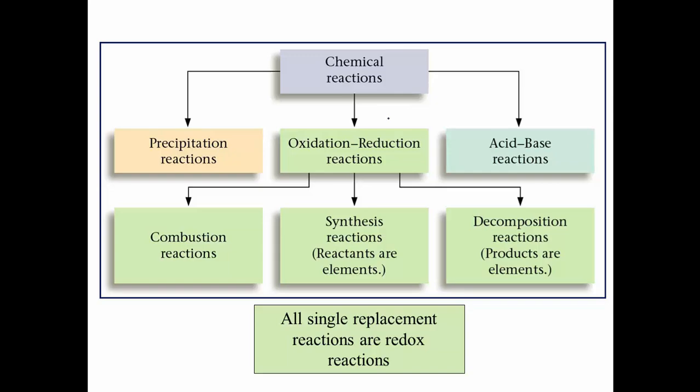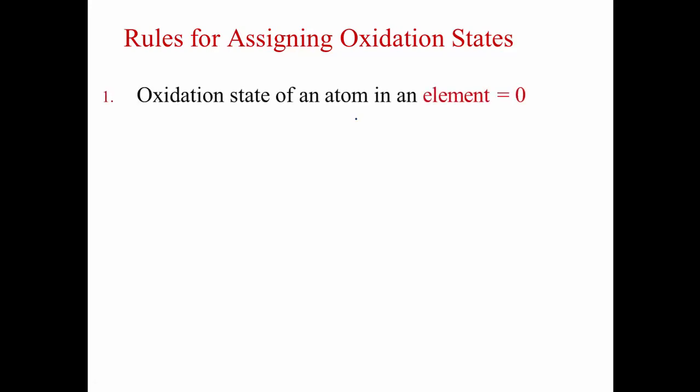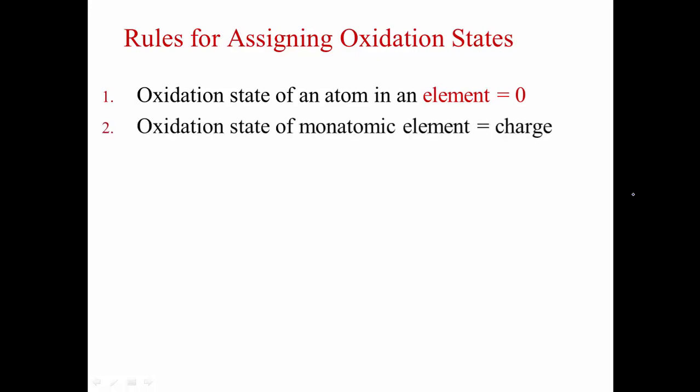So now we're at the oxidation reduction reactions. So for these, you want to make sure you can assign and determine an oxidation state. So let's review the rules. The oxidation state of an atom in an element is 0. The oxidation state of a monoatomic element is its charge off the periodic table, nitrogen -3, lithium +1.